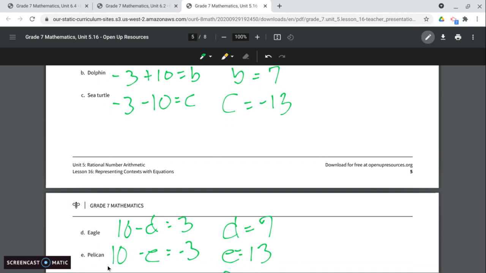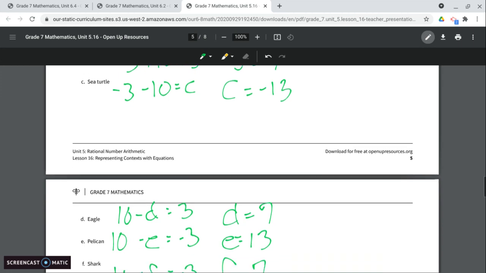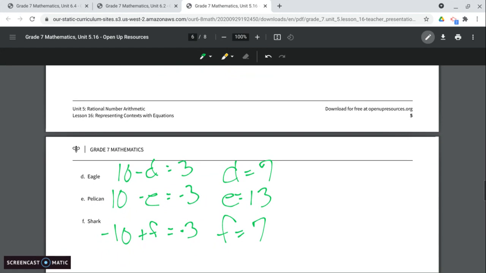The pelican was also at 10. It dove down, but it ended up at negative 3 feet below sea level. So 10 minus what gives us negative 3? Well, that would be 13. So 10 minus 13. So its change was 13 feet. And then the shark was at negative 10 feet below sea level. He went up some amount to get to negative 3. Well, negative 10 plus what gives us negative 3? That would be 7. So his change in elevation would be 7. So these are equations to represent the situations. So putting an equation to a specific situation and context.